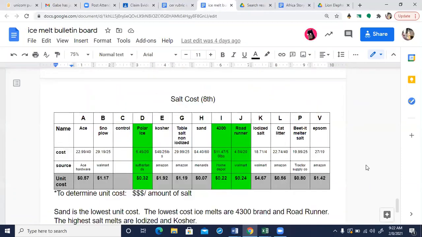Additionally, while you're looking at that cost thing, which ones cost the most? Which ones cost the most is, okay, looks like snowplow. Iodized. Iodized snowplow, table, non-iodized. Epsom 2. And kosher's $2 almost.